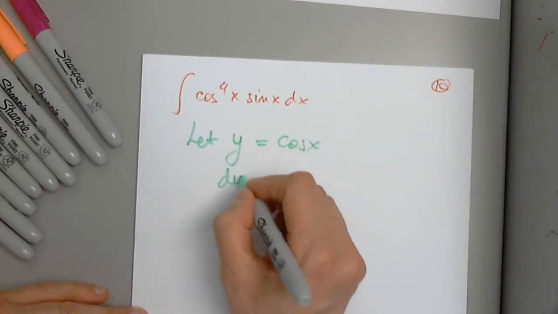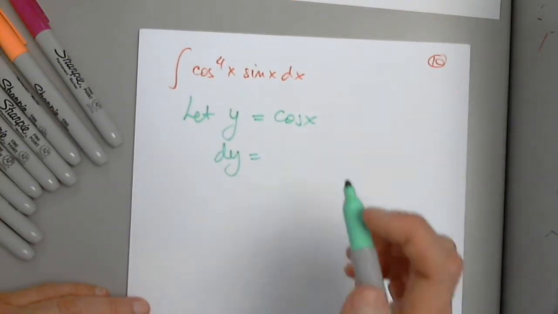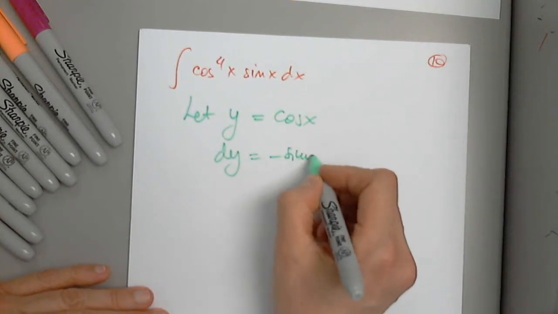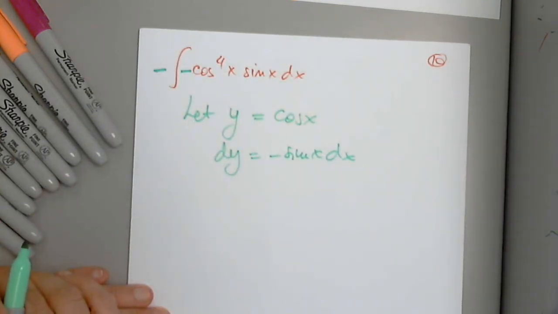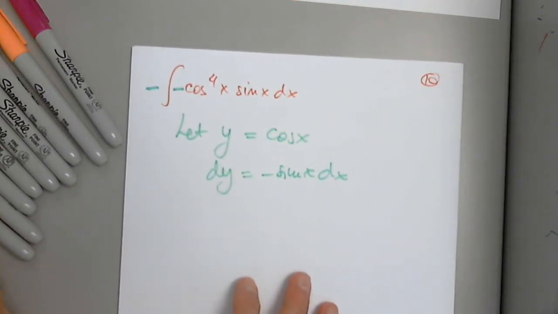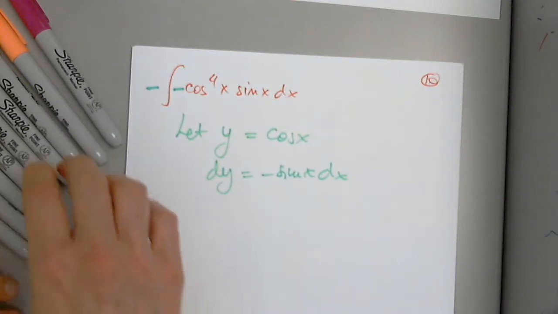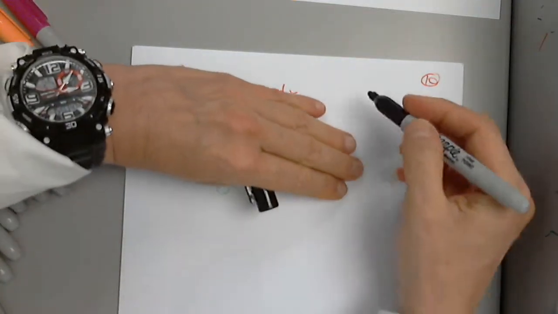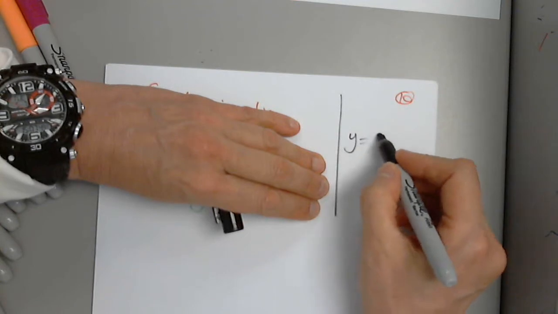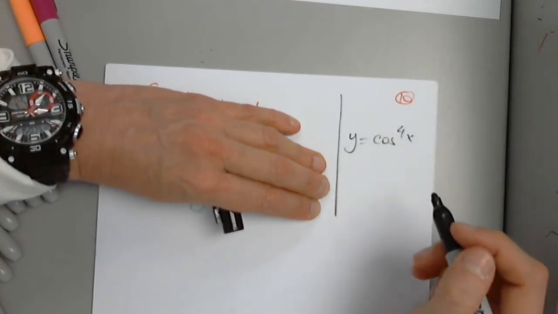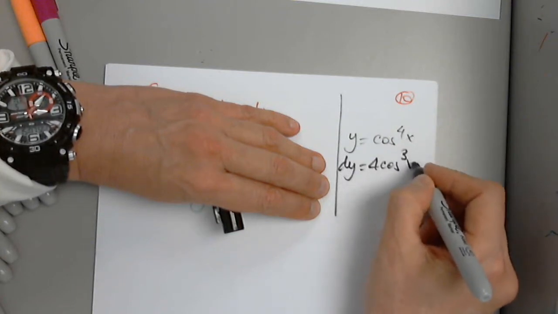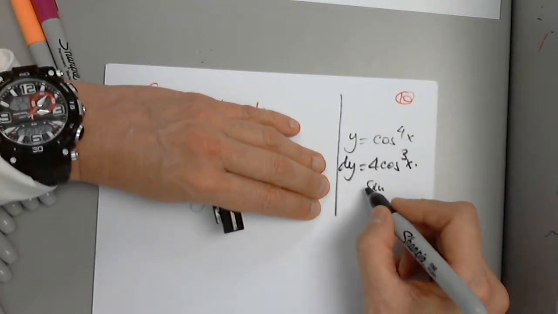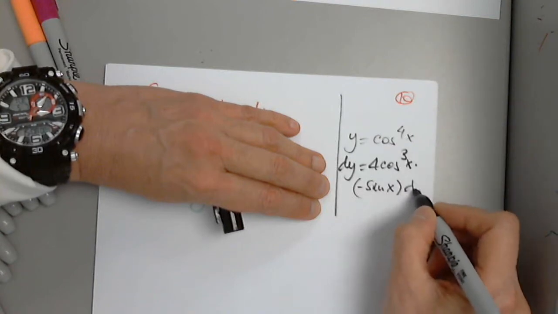Cosine. So dy equals negative sine x dx. I don't have the negative. Now I do. Yes, Ricky? Very good. Don't write anything. Let's try that on the side. So if I have y equals cosine to the fourth x, then I have dy equals 4 cosine to the third times negative sine x dx.